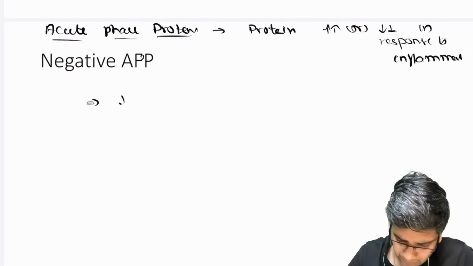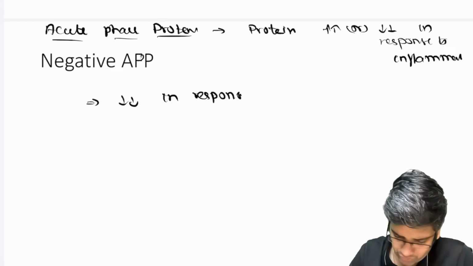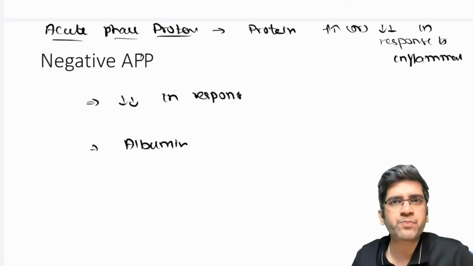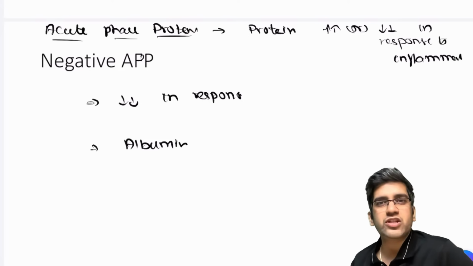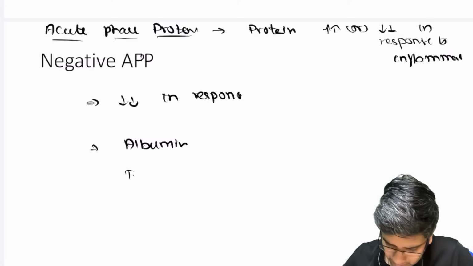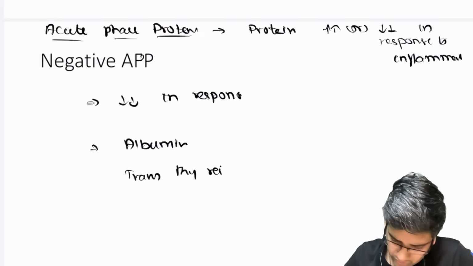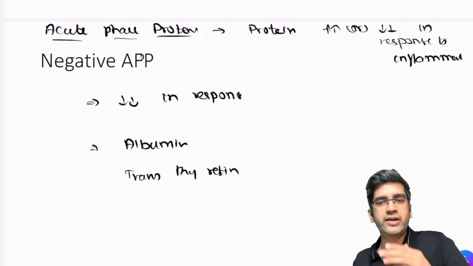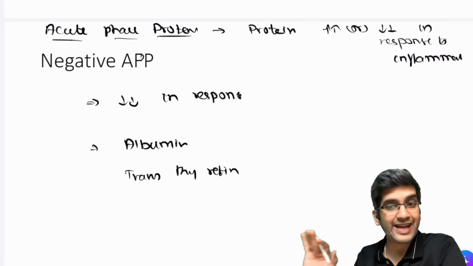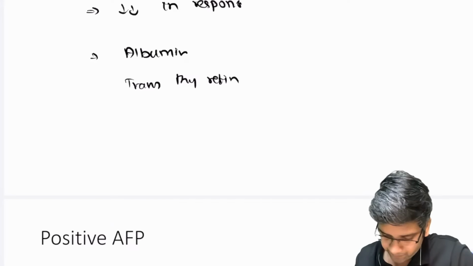Negative acute phase proteins reduce in response to inflammation. Simple things to remember, never forget albumin. If albumin is reduced in the body, my body cells cannot survive. Bacteria can also not survive. They also require protein, right? Then transthyretin, which also will reduce in response to inflammation. These are negative acute phase reactants. Ceruloplasmin can, right?